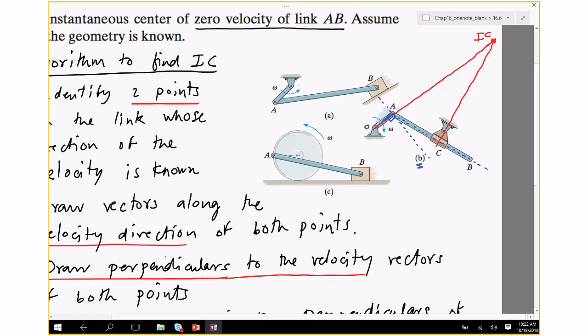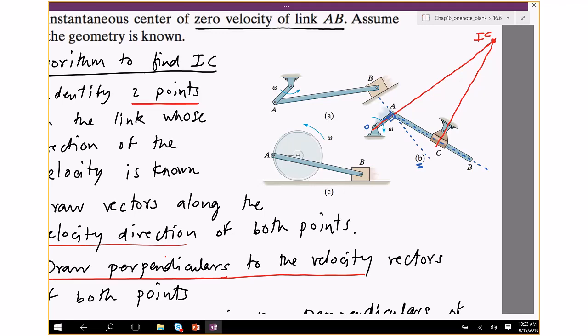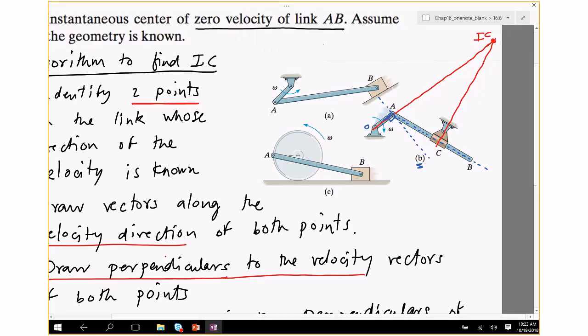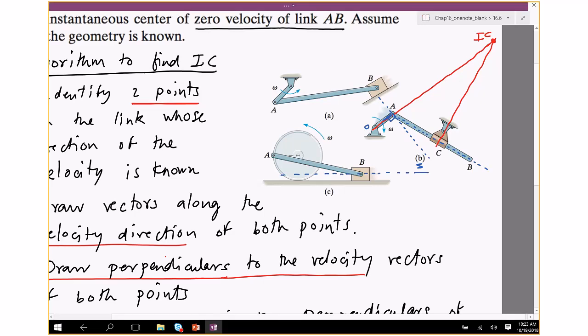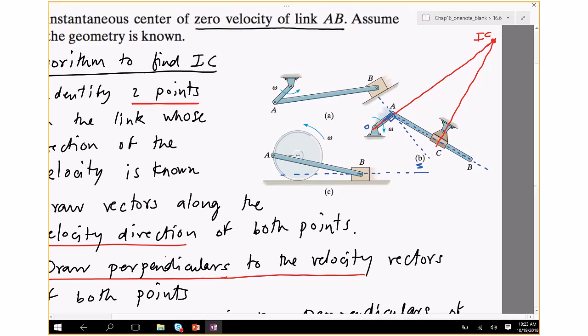Okay, let's do the same thing with C. We need to find the velocity. We need to find the IC of link AB for C. Again, 2 points whose velocity needs to be figured out. I would say B is one of them because B is going to slide along the plane. And then the other point is going to be A.